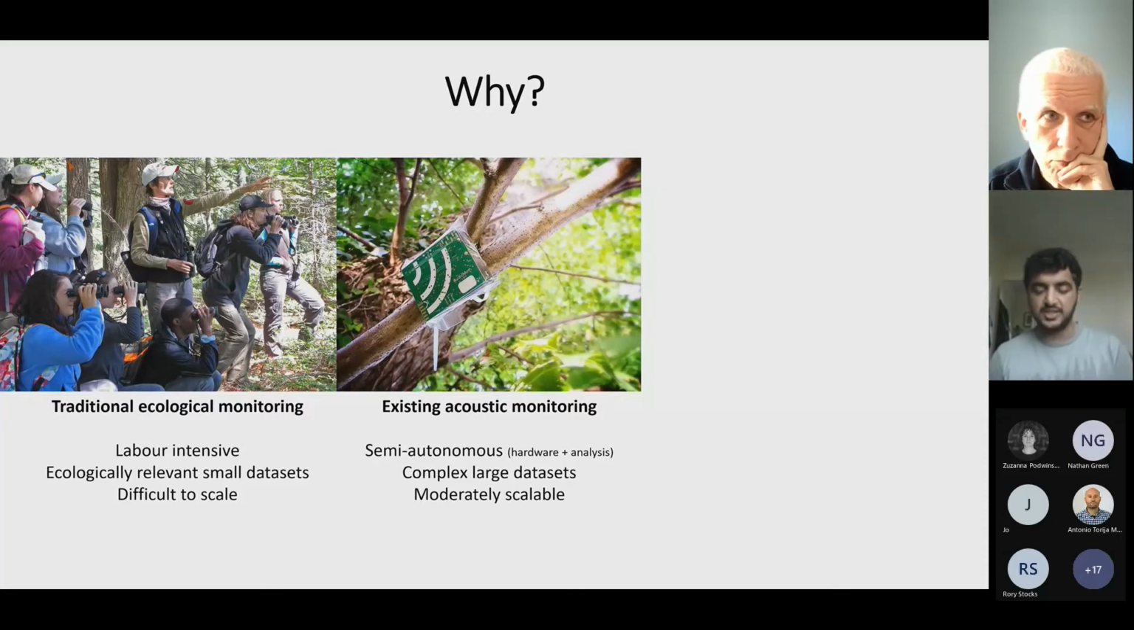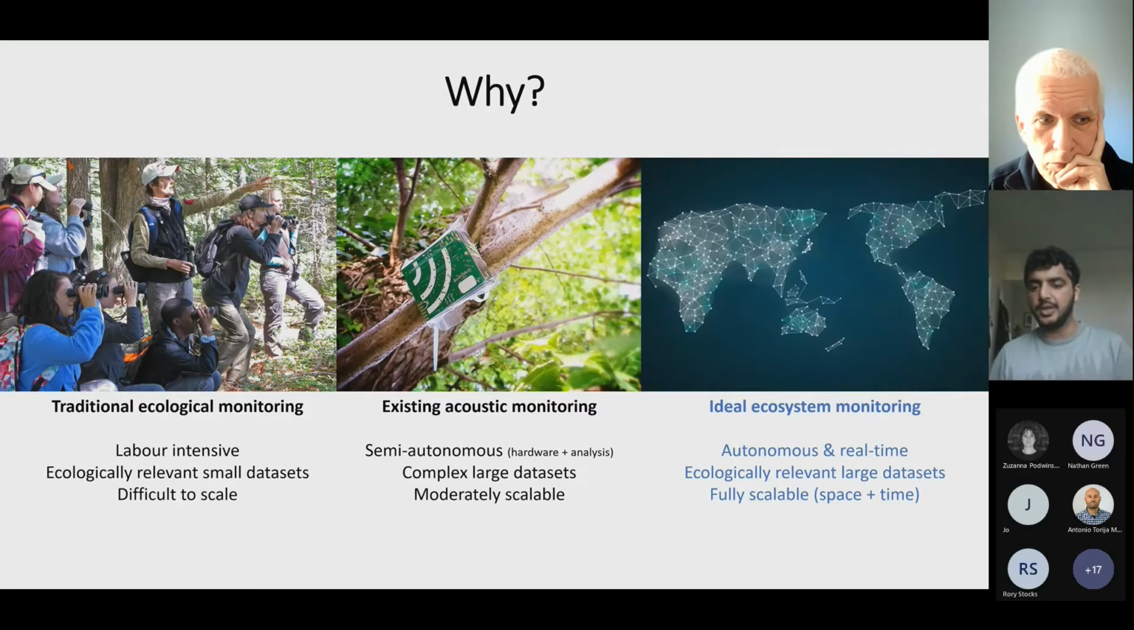And in addition to this, the data comes in just massive amounts of WAV files on an SD card, and where you go from there isn't clear, and how to analyze that all efficiently is kind of an open question. So what we want to move towards is this idea of ideal ecosystem monitoring, where the wish list is something that's fully autonomous in real time. So it's massively scalable in space and time, but also gives you ecological data that is as valuable as the traditional manual approach, as we saw in the first.